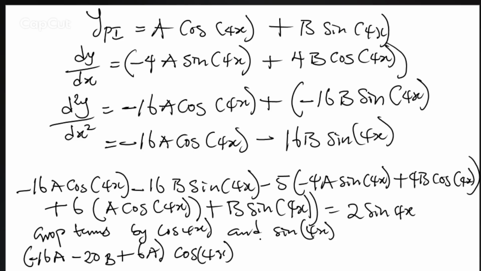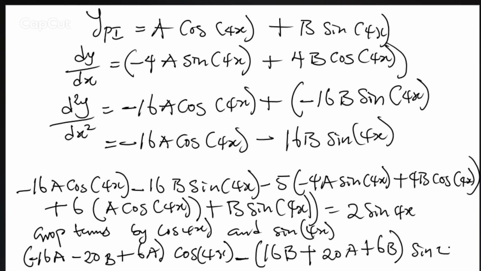What's the next one? The next one is we are grouping for sine 4x. So we'll simply have minus 16b, plus 20a plus 6b. And this is for sine 4x. Are we done? No, we are not done. Since we've grouped for your cos 4x and your sine 4x, we can still simplify further from what we are seeing here.